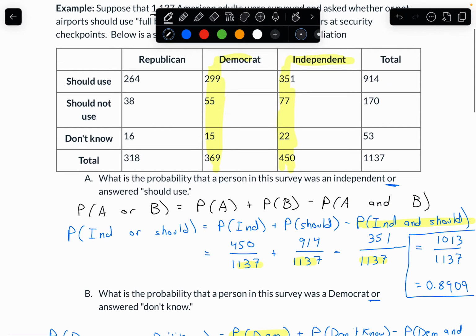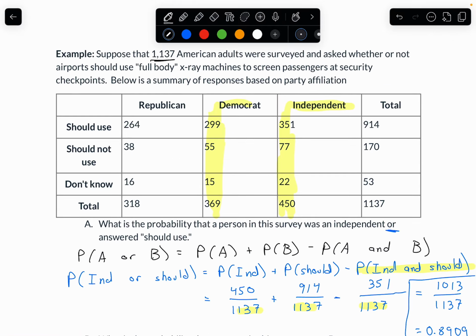So I'm going to scroll back up, and I'm going to ask myself how many individuals were both Democrats and independents. And if I look at this, there were none. There is no overlapping region between my Democrat column and my independent column. So this is an example where we have two mutually exclusive events. You cannot be, at least from the results of this survey, both a Democrat and an independent.